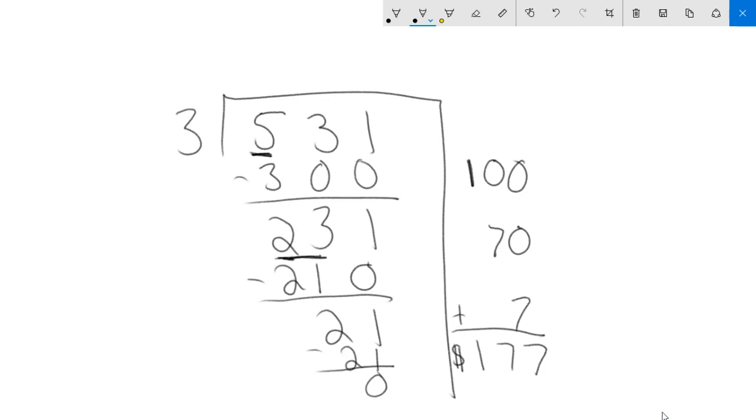The second thing to know is every time we set this up, you're trying to figure out how many groups you can make out of this. So if I'm doing 3 into 531, trying to find out how many 3s there are in 531, all I'm doing is just slowly whittling it down. So I know I can make 100 groups, that's 300. I know I can make 70 more groups, that's 210. I know I can make 7 more groups, that was 21, and then I had nothing left over. And then I just count and see how many total groups did I make. Okay, that's your goal for today.